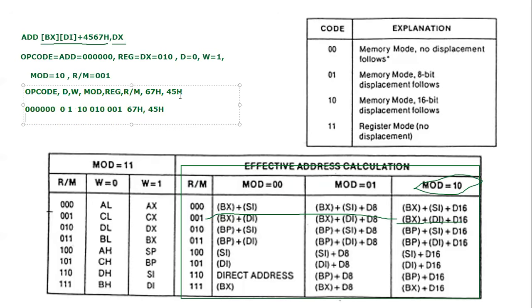Then we will convert the complete thing into hexadecimal: 4 zeros, 0001, 1001, and 0001, and 67 hex, comma, 45 hex, right? So 4 times 0 means 0, 0001 means 1, 1001 means 9, and 0001 means 1, and 67 means 67, 45 means 45. So this is the equivalent machine code in hexadecimal of this instruction. I hope you have understood this example.